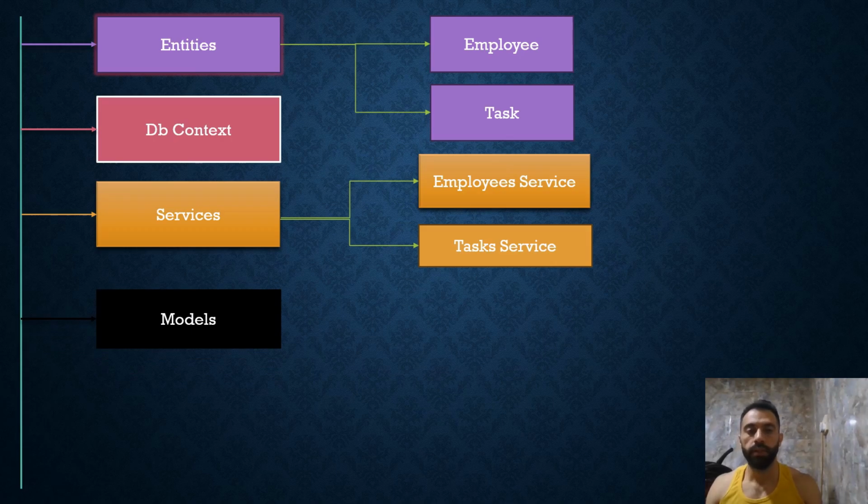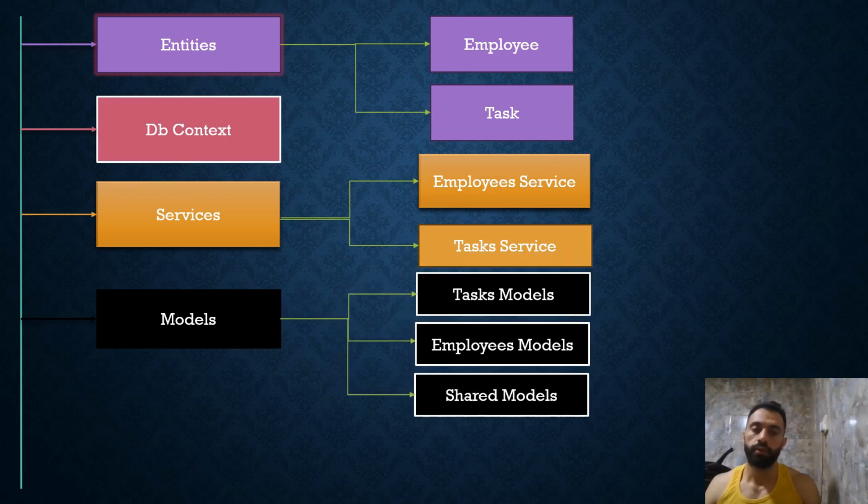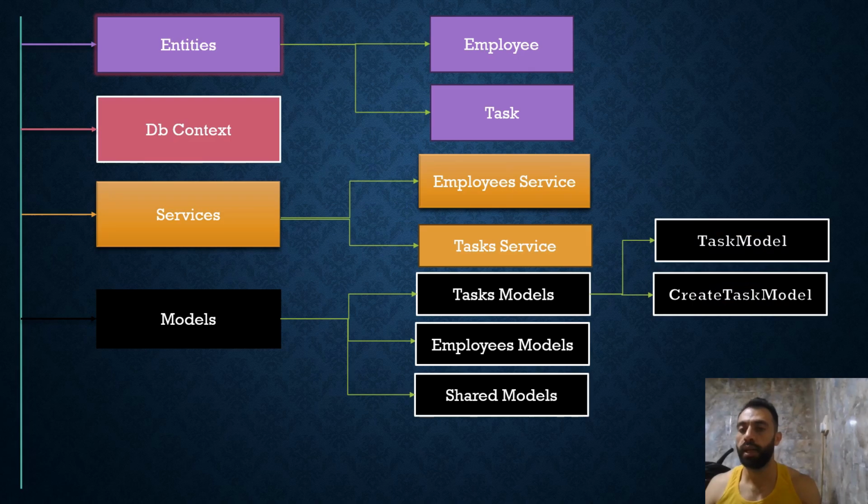Then we will build the models. Models contain 3 folders: task models, employee models, and shared models. In task models, we will have the task model and the create task model. The task model is to return data. The create task model is used to send an HTTP post to create the task.